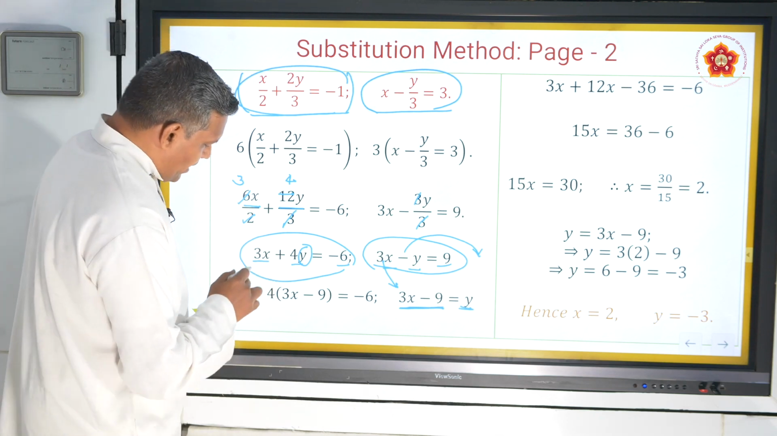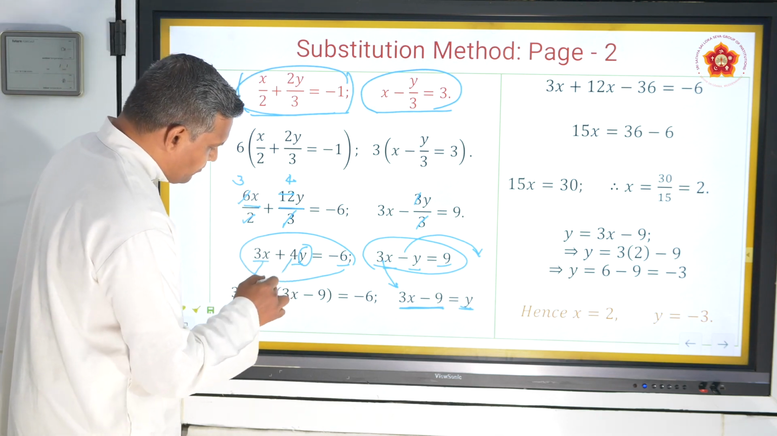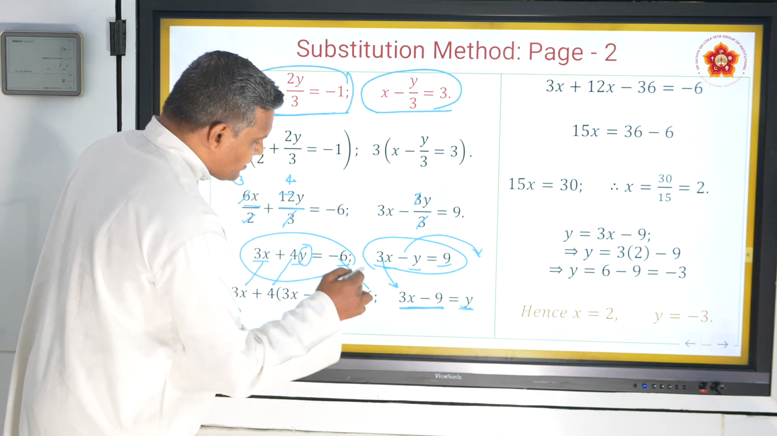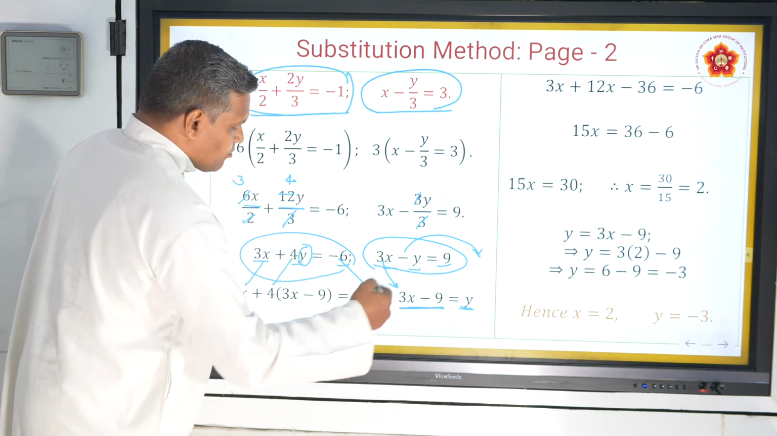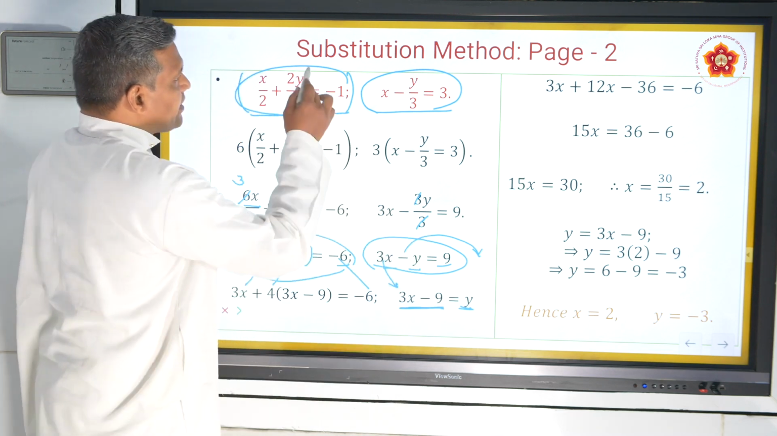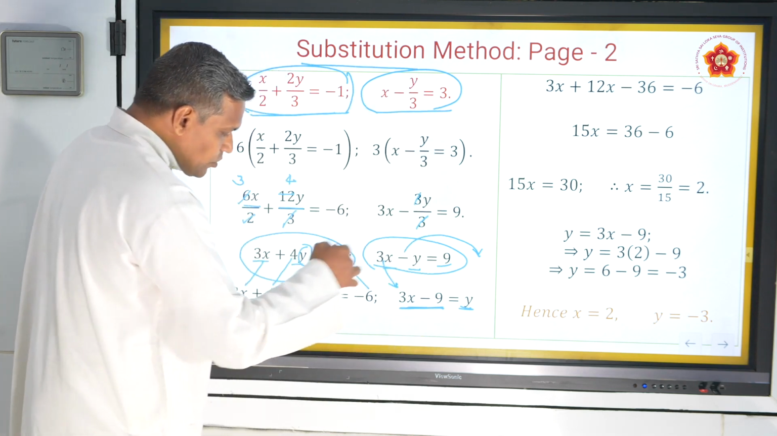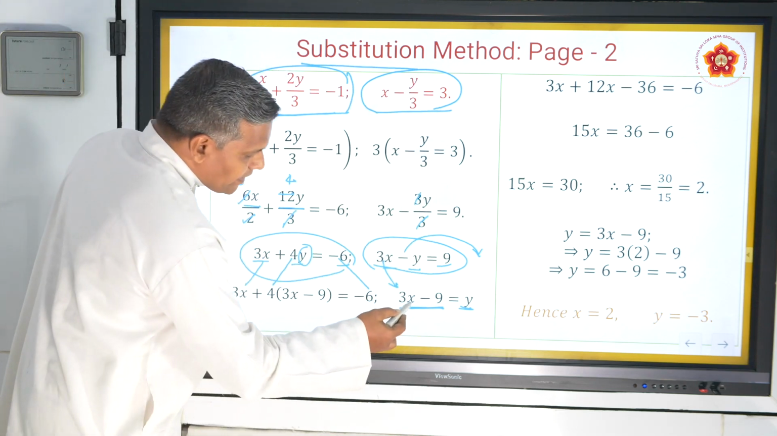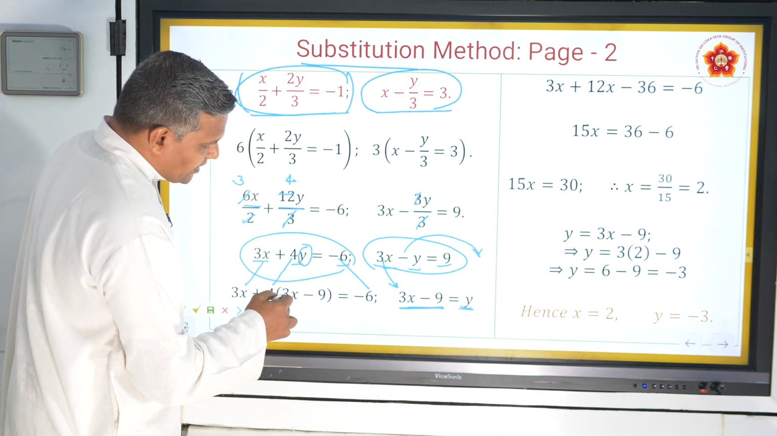See now, 3x as such 3x, 4 as such 4, minus 6 as such minus 6. Only in the place of y, I am substituting the value 3x minus 9. See the method? Substitution method. I am substituting y is equal to 3x minus 9.